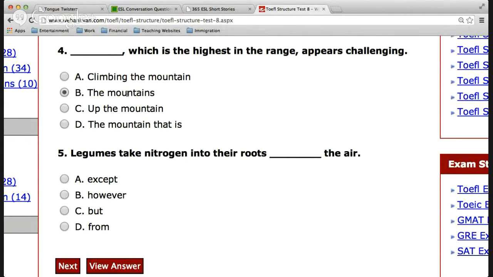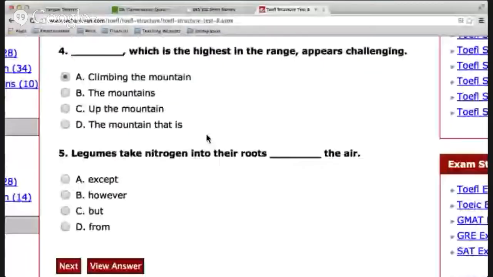All right. Okay. What do you guys think? Is it going to be A or B? A. He is not sure. A. Okay. Nurel says A. Amparo says A. Okay. So let's try it out. Climbing the mountain, which is the highest in the range, appears challenging. Okay. A is correct. Climbing the mountain. Because it is action. Yes. Also, you have the mountains and appears. It would have to be the mountains appear. Okay. And number 5, Amparo?